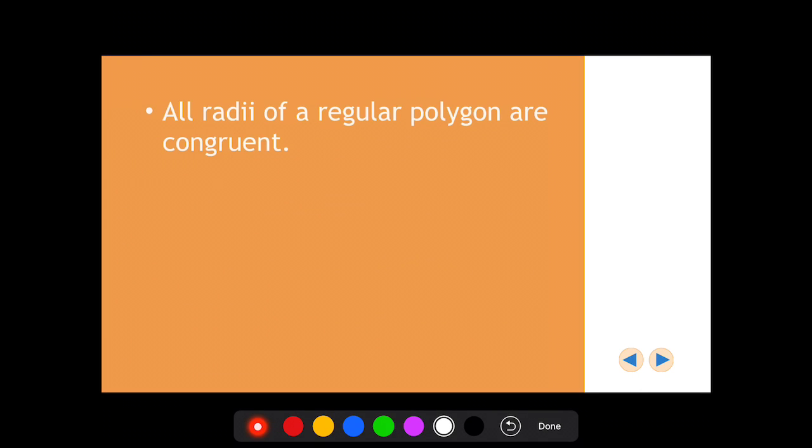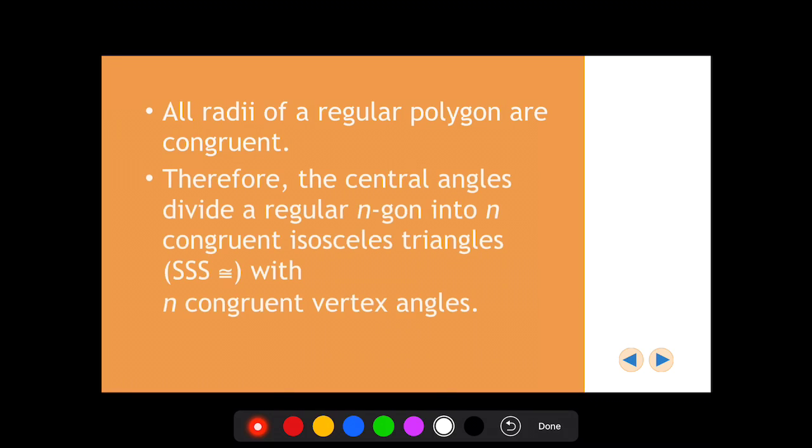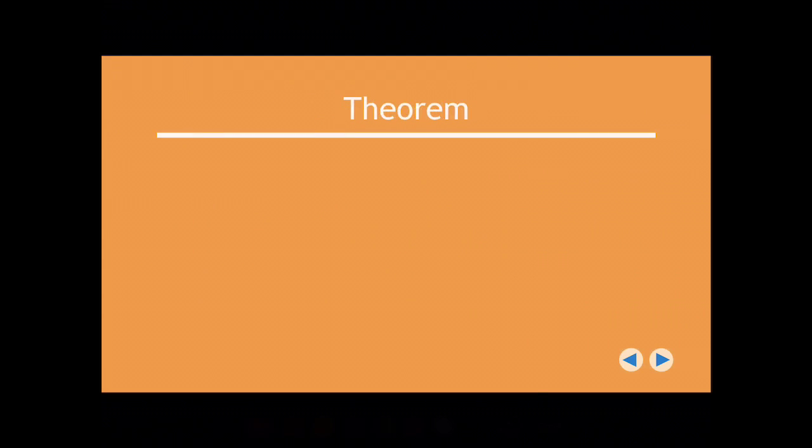Okay, a couple of things there. Remember, all radii of a regular polygon are congruent. It's actually very important. Therefore, the central angles divide a regular n-gon into congruent isosceles triangles, side, side, side, with congruent vertex angles. It's what I was just talking about with the n, the 360 divided by n. That's kind of where they get that concept from.